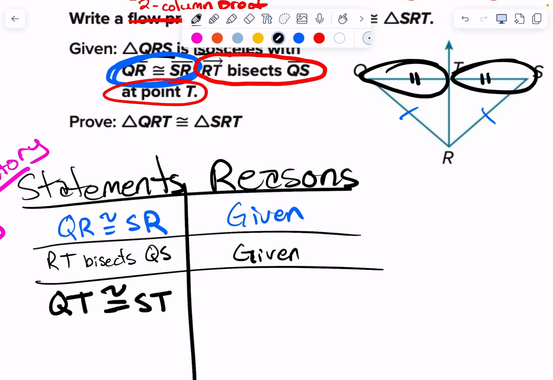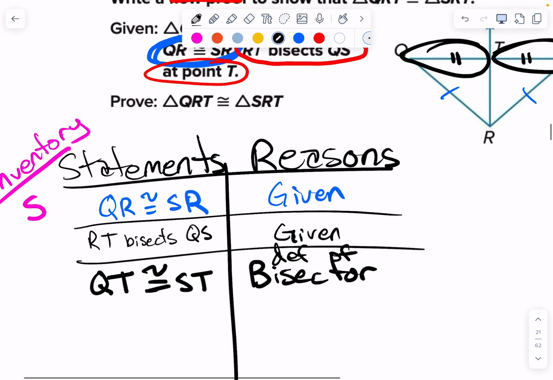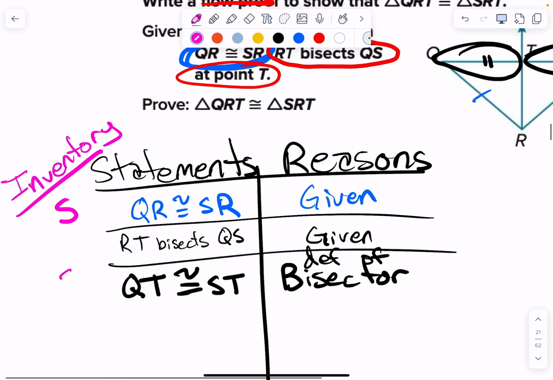Because of symmetry? Like a bisector. I'm going to say definition of bisector. By definition, what it means to be a bisector. If it's bisecting, then those two things are the same, right? Symmetry? No. It doesn't say anything about symmetry. It only says it's a bisector. So by definition of what it means to be a bisector, it's splitting into two equal pieces, and I have that. All right. In my inventory, I now have two sides.